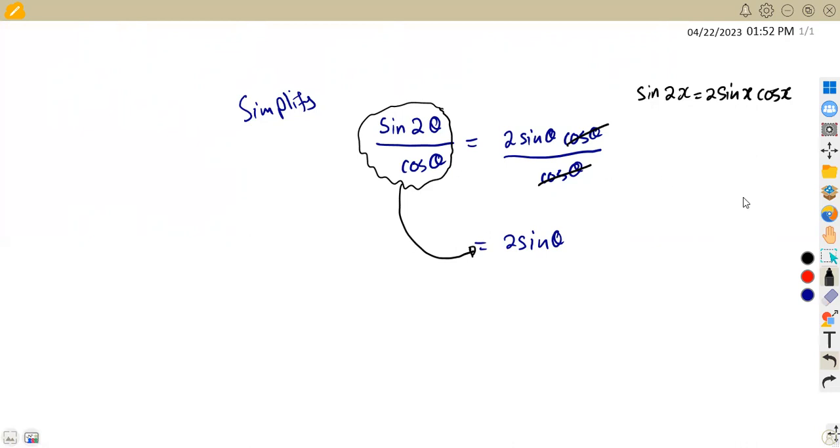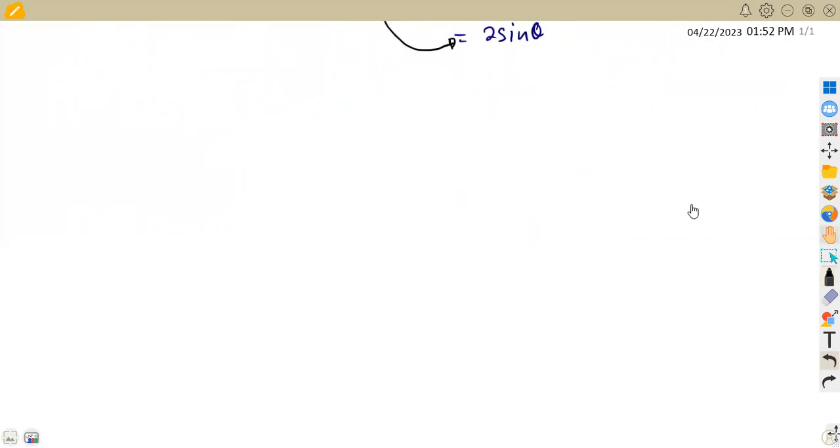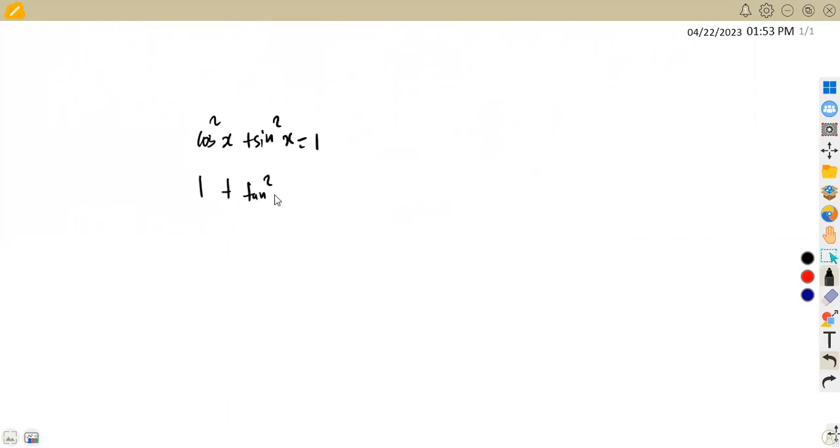Okay, which is going to be in major use of our identities, talking of the Pythagorean identities, cos squared x plus sine squared x, which you know is equal to 1, and 1 plus tan squared x, which is equivalent to sec squared x. Also, we have cot squared x plus 1, which is equivalent to cosec squared x. We are supposed to make use of these.